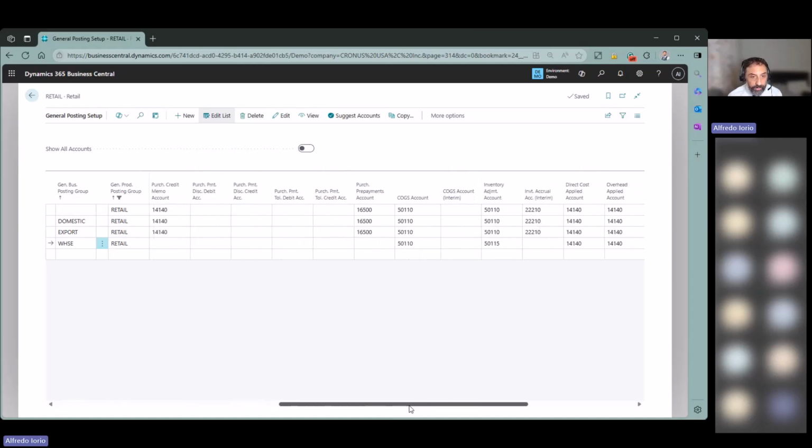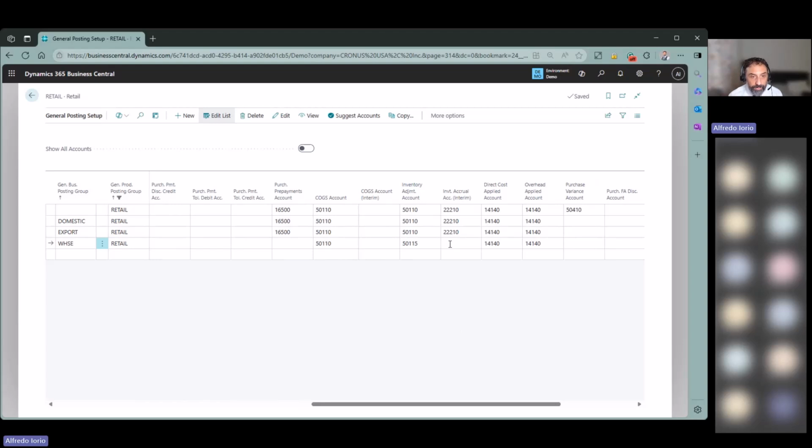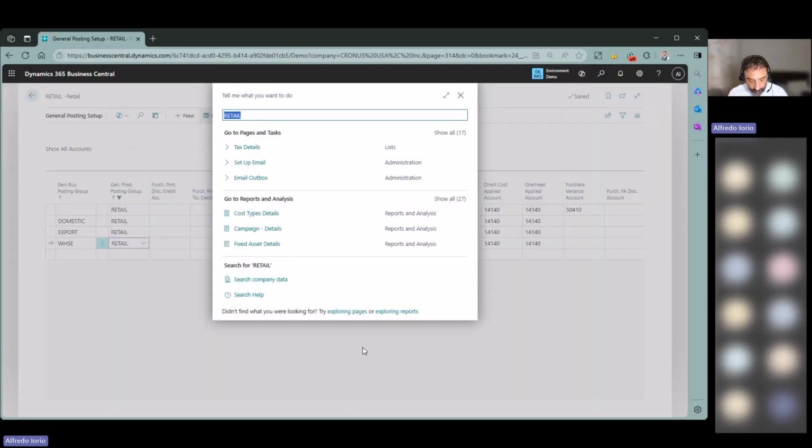And so the reason why we do the transaction applies to my income statement. And that's why we have an inventory adjustment account on the general posting setup. And you might have noticed that there is one inventory adjustment account on retail with no business posting group, but there is a different inventory adjustment account with a combination of warehouse and retail. And let me show you how they work.